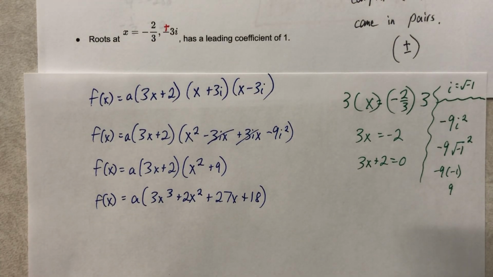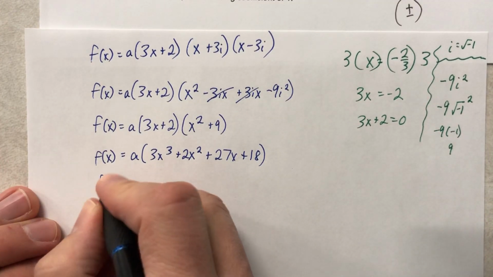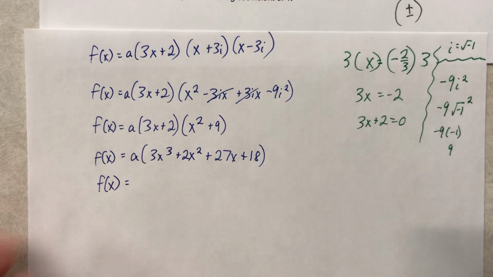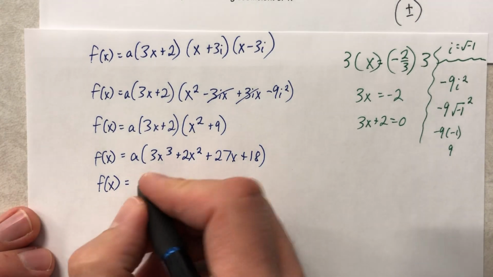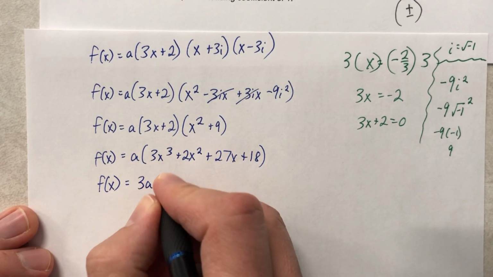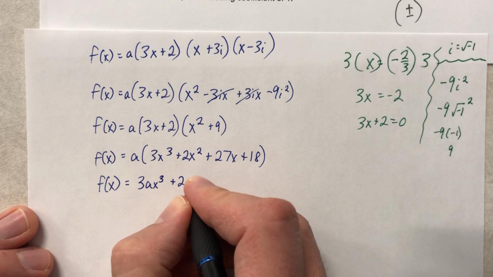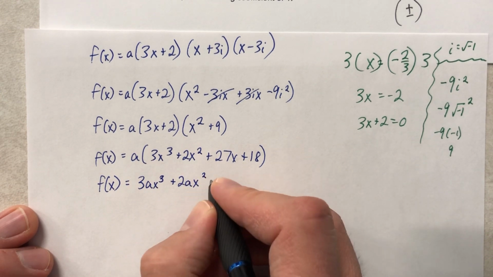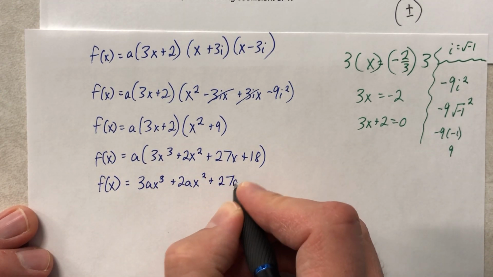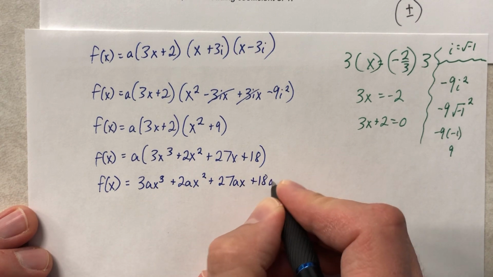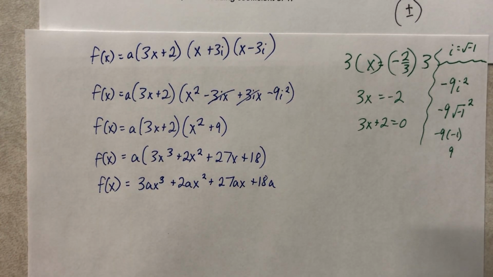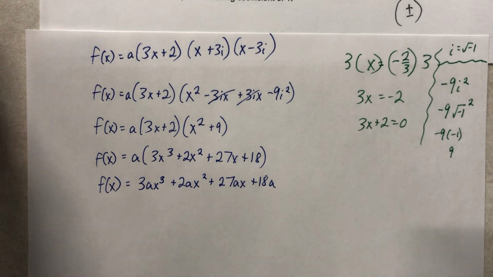Okay. I want this to have a leading coefficient of 1. Check this out. One more step. This is a little bit confusing. This is the only time I've ever explained it this way, but 3ax cubed plus 2ax squared plus 27ax plus 18a. Why did I do all that? It looks complicated. I hear ya.